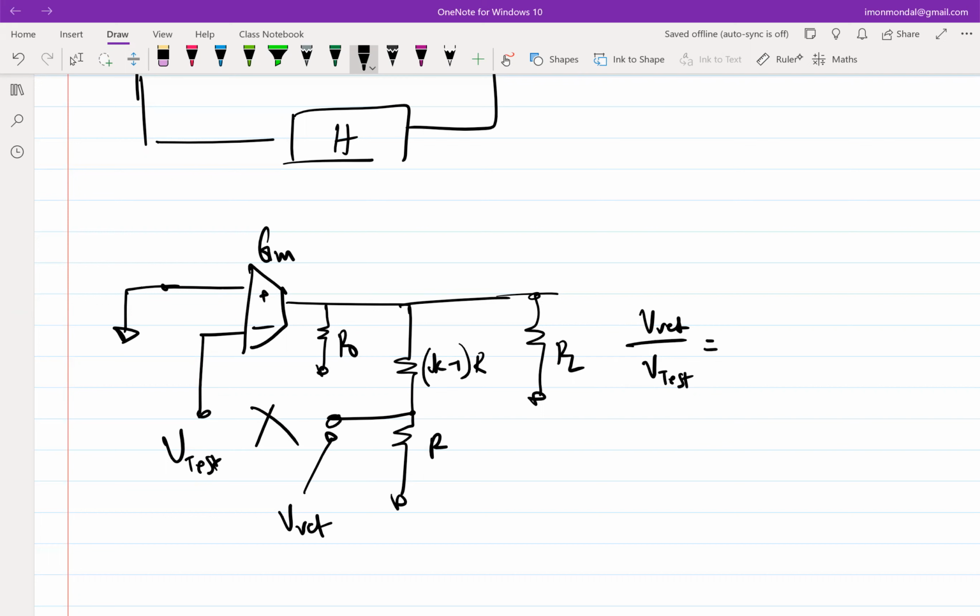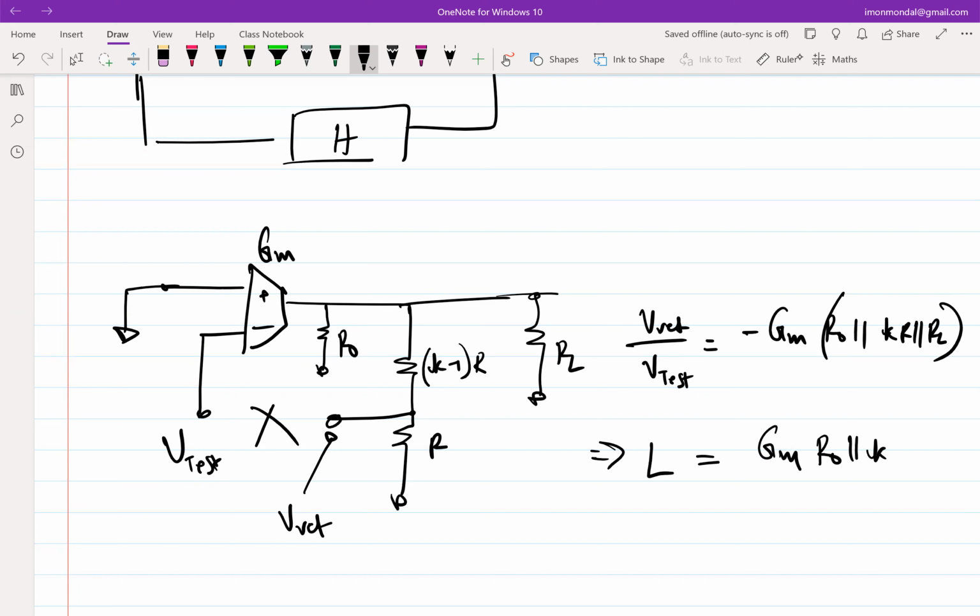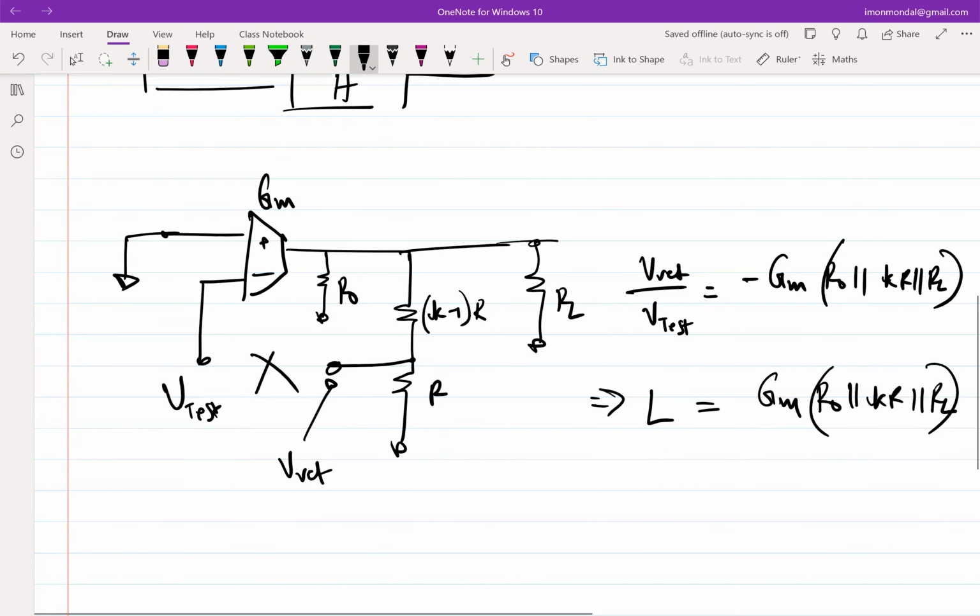What will it be? Yeah, so good. So minus, there will be minus because there's a sign inversion, right? The V test has been applied to the negative terminal. So minus GM times R naught parallel KR parallel RL. So your loop gain L is this GM times R naught parallel KR parallel RL by K, correct? Yes, thank you.